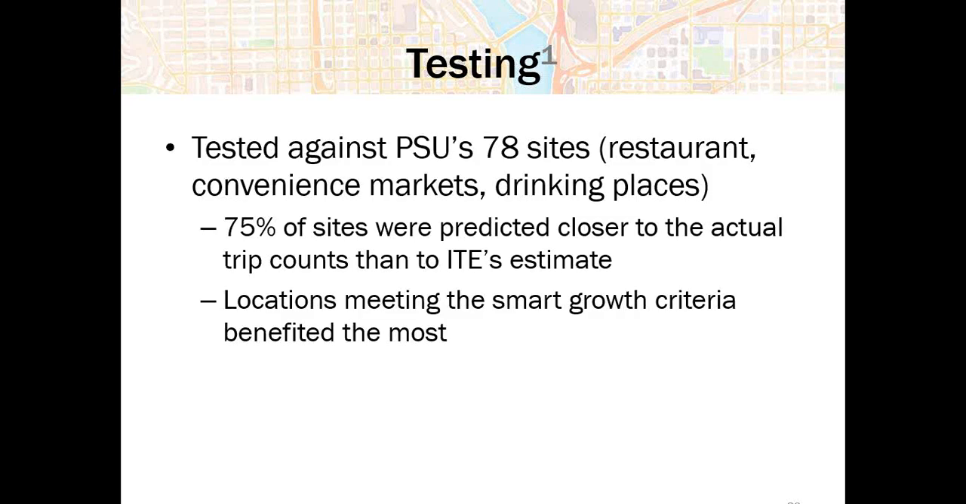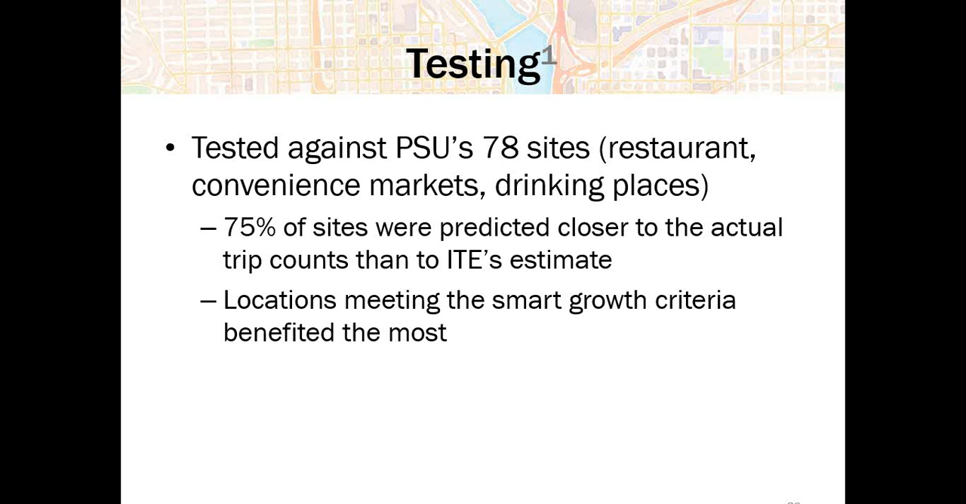As I said before, they did some testing using the data from the Portland, Oregon region. So they took the 78 sites that we collected here in Portland, and this was across the region, not just in smart growth locations. And they found that for 75% of these sites, their SGTG method predicted the estimated rate or the estimated total trips closer than ITE. Locations that met the smart growth criteria benefited the most.